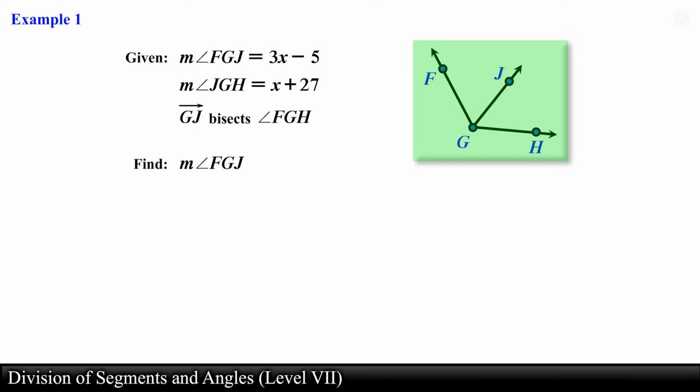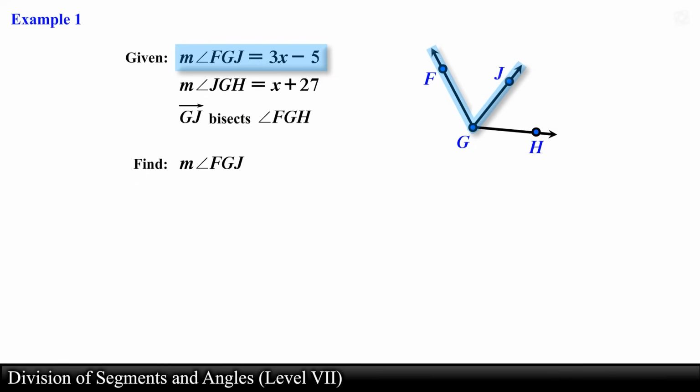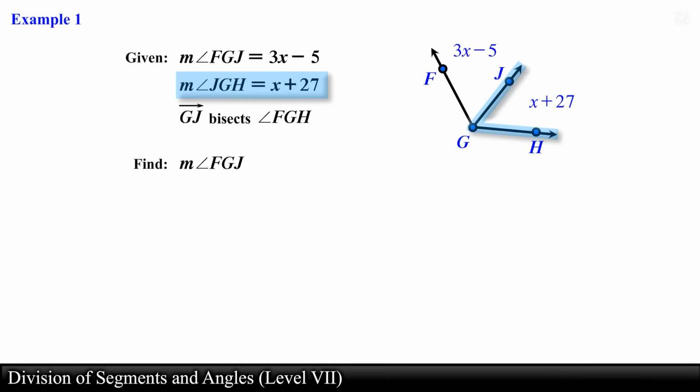Let's start by marking the diagram with the given information. We know that the measurement of angle FGJ is equal to 3x minus 5, and that the measurement of angle JGH is equal to x plus 27. We also know that ray GJ bisects angle FGH. So let's draw single arc marks for angle FGJ and angle JGH, since they are congruent.